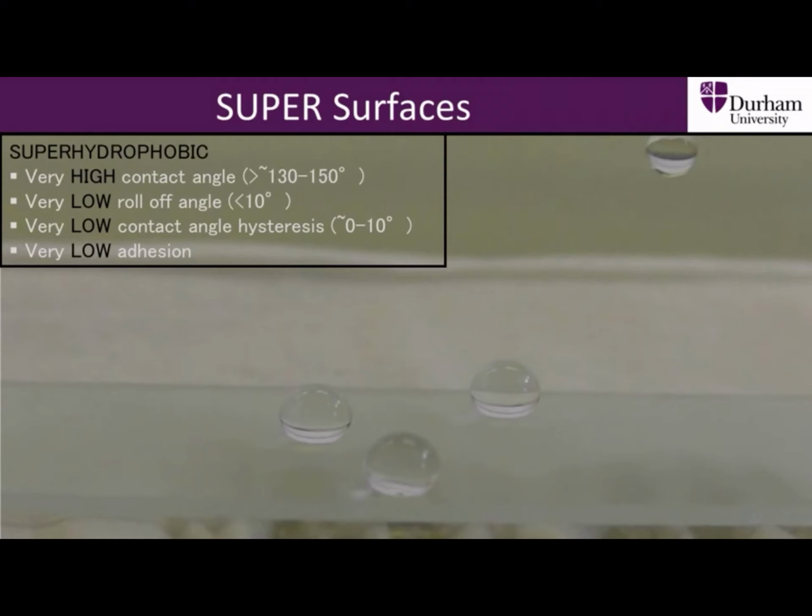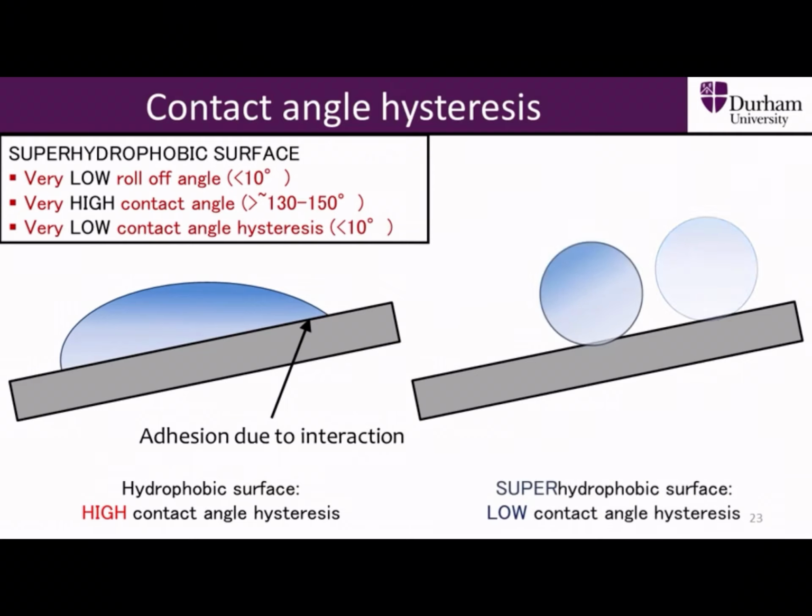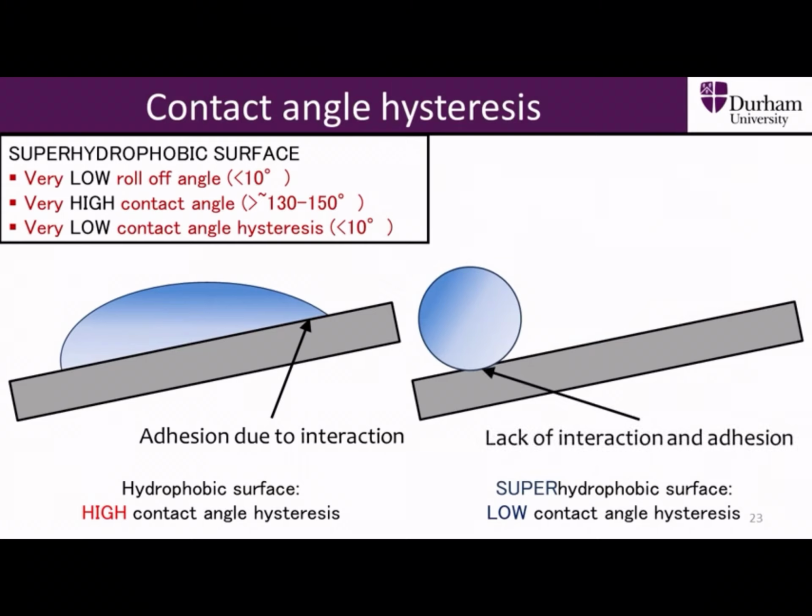Superhydrophobic surfaces are often in the Cassie-Baxter regime. The most vital condition for our definition of superhydrophobicity is a contact angle hysteresis of less than 10 degrees. The low hysteresis leads to a low roll-off angle. Hysteresis is low because of the low adhesion between the surface and water, due to lack of interaction from the rough composite surface.